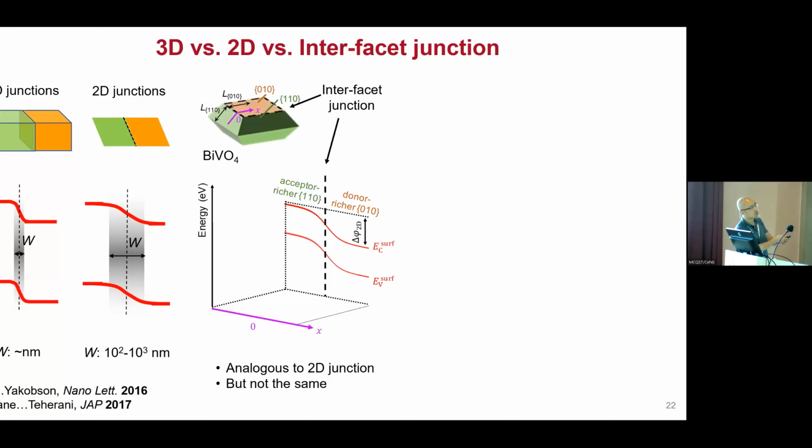But let's say in this case, the inter-facet junction is similar enough to this two-dimensional junction, then you will have a width of hundreds to thousands of nanometers that becomes comparable to the particle size. Your particle size is only nanometers to microns. So if the transition zone is of similar size, then the transition zone will dominate the particle behavior.